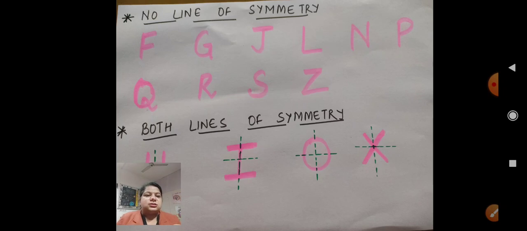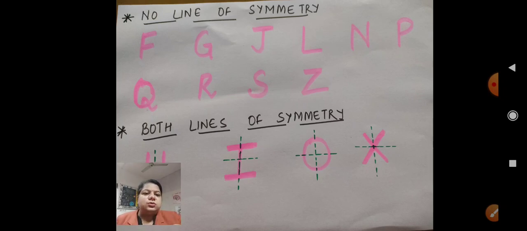Now at last, there are some English alphabets which have no line of symmetry. From the whole table which we discussed in the starting, we have to take out the alphabets which were not having any line of symmetry. So these are F, G, J, L, N, P, Q, R, S and Z, right?